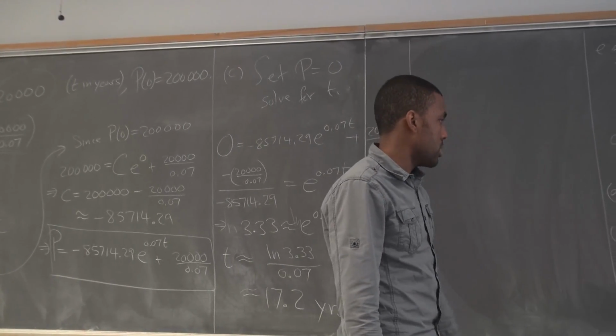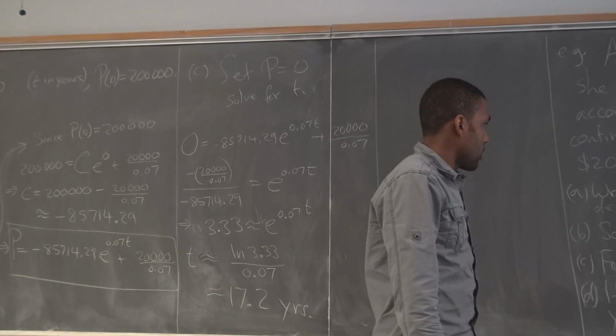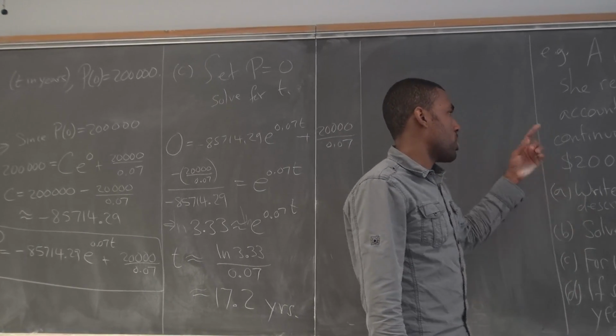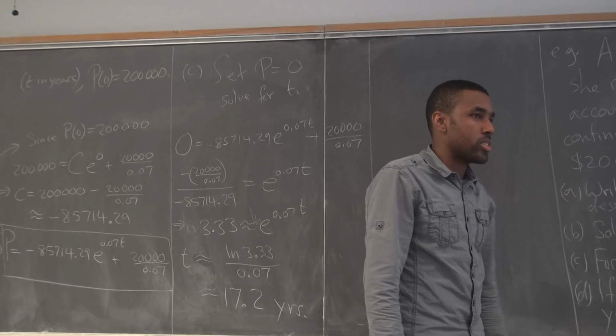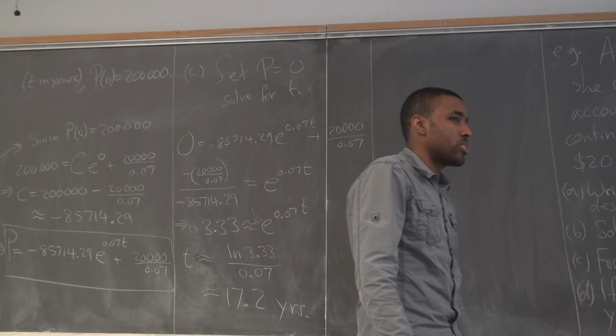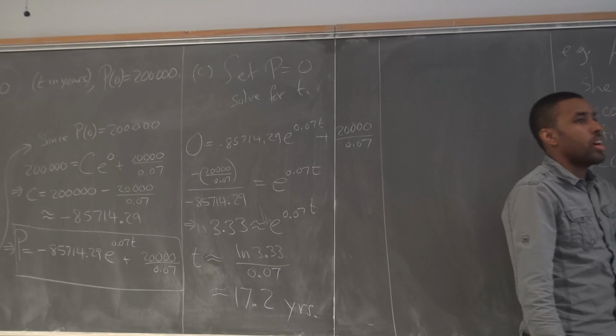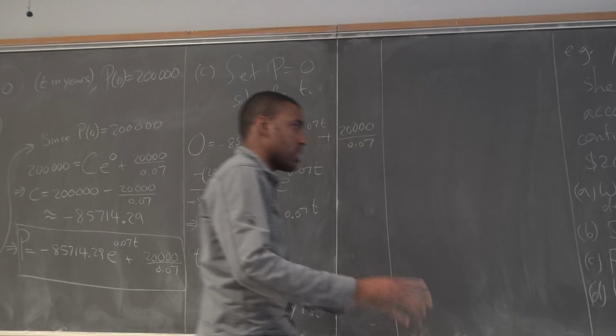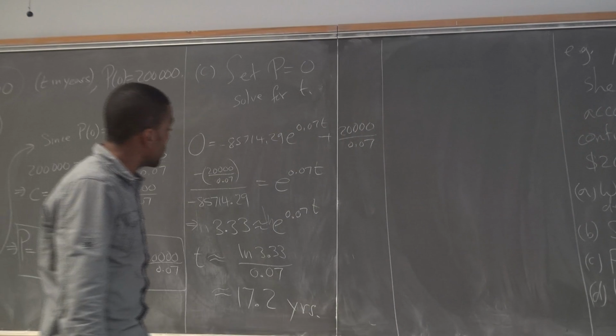Sometimes they can say, what if she wants to withdraw 20,000 for 15 years? How much should she deposit in the original, right? So then that 200,000 is what would have to change, right? So you have to be careful of what they're asking you for.